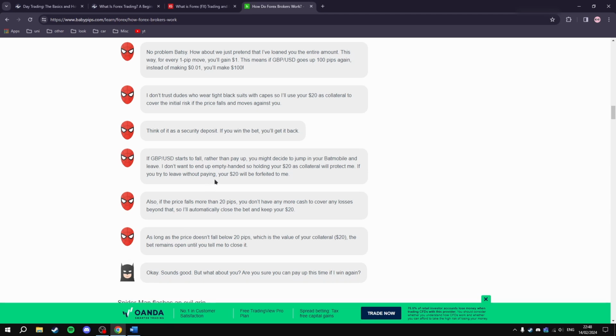Also, if the price falls more than 20 pips, you don't have any more cash to cover any losses beyond that, so I'll automatically close the bet and keep your $20. As long as the price doesn't fall below 20 pips, which is the value of your collateral, the bet remains open until you tell me to close it.